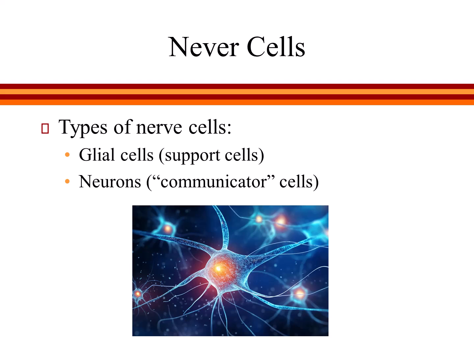The nervous system is comprised of two basic types of cells, glial cells and neurons. Glial cells play a support role to neurons. They provide insulation, transport nutrients and waste products, and also help with immune responses.